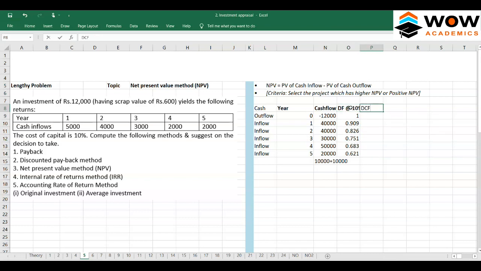The next one is DCF. To get the DCF, multiply your cash flow by the discount factor. Do the same for all the numbers, and if you require, remove the decimal.